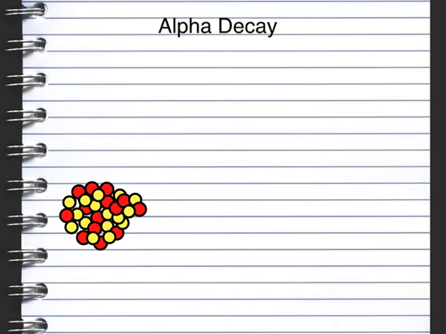Okay, so if we start with alpha decay, what we have here is an unstable nucleus. So here we've got protons in red and neutrons in yellow, and we have decaying an alpha particle. Now an alpha particle will spontaneously leave the nucleus. So an alpha particle will leave the nucleus and fire off.